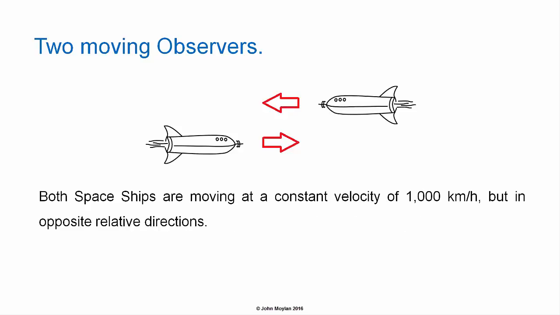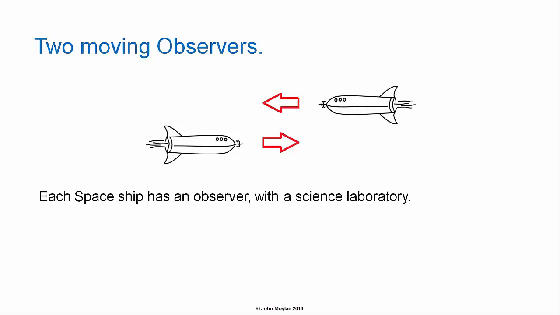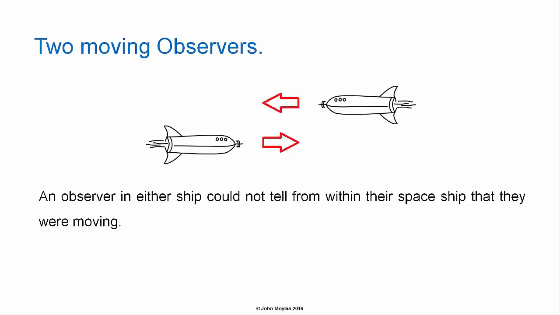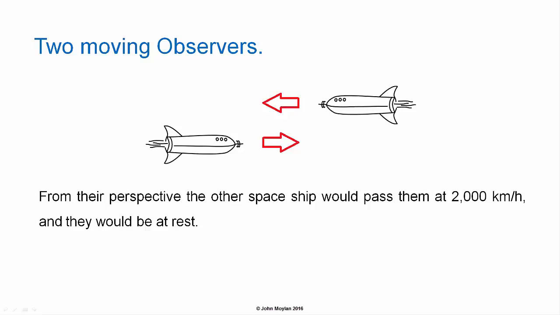Both spaceships are moving at a constant velocity of 1,000 kilometers an hour, but in opposite relative directions. Each spaceship has an observer with a science laboratory. An observer in either ship could not tell from within their spaceship that he or she were moving. From their perspective, the other spaceship would pass them at 2,000 kilometers an hour and they would be at rest.